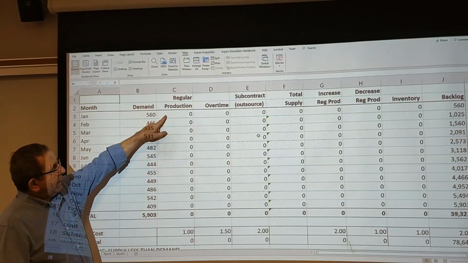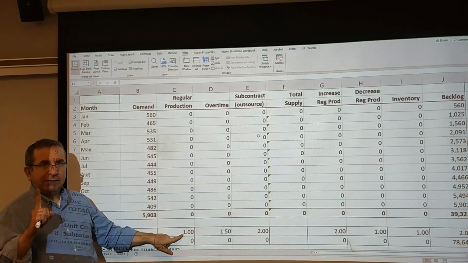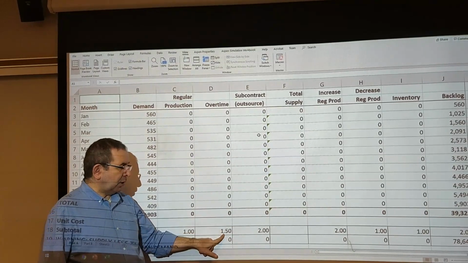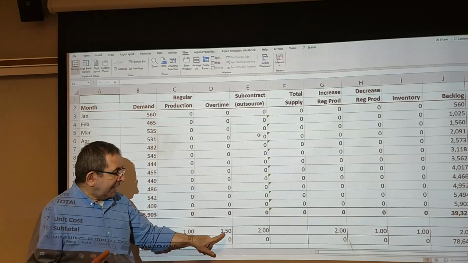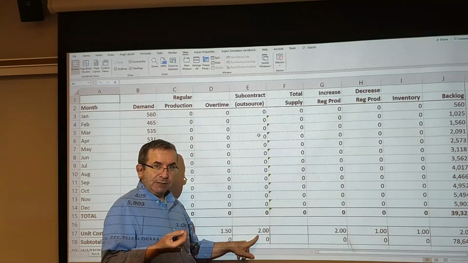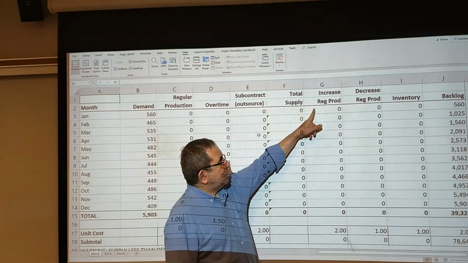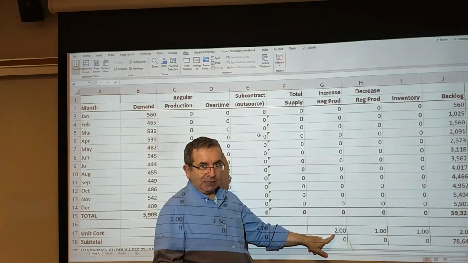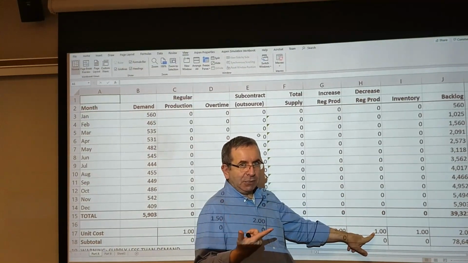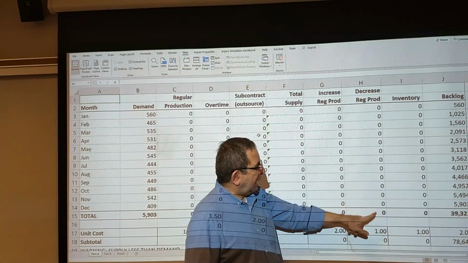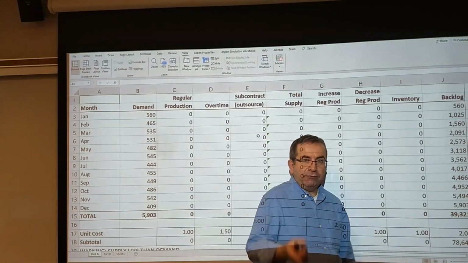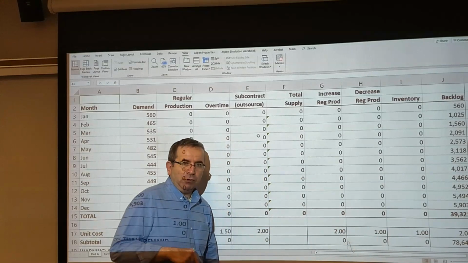So here, the regular production costs $1 per item. Overtime costs $1.50. If we subcontract manufacturing, every item costs $2. The cost of increasing capacity is $2 per item. The cost of decreasing capacity is $1 per item. The cost of holding inventory is $1 per item. And the cost of backlog is $2 per item.